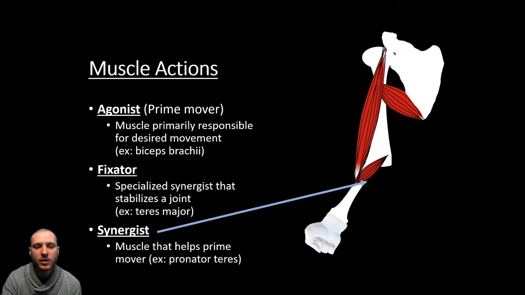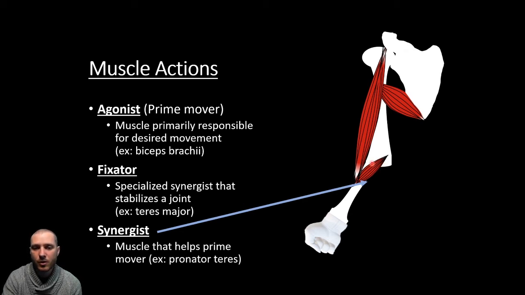And then to help the agonist, we're going to have muscles known as synergists that help the prime mover perform their job. The example here would be pronator teres, also an elbow flexor, but you can see it's much, much smaller than biceps brachii. So it's not going to be responsible for the bulk of the movement, but it will assist it.